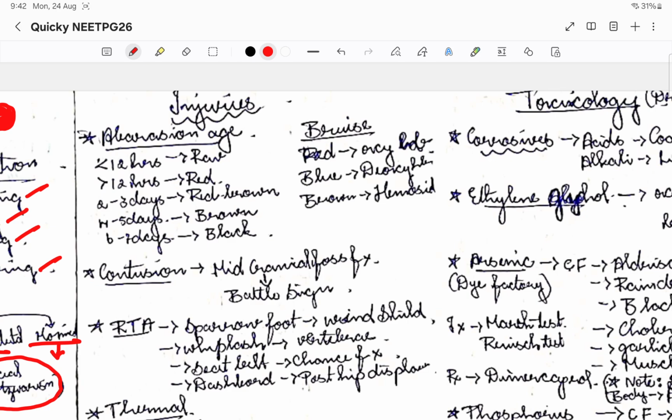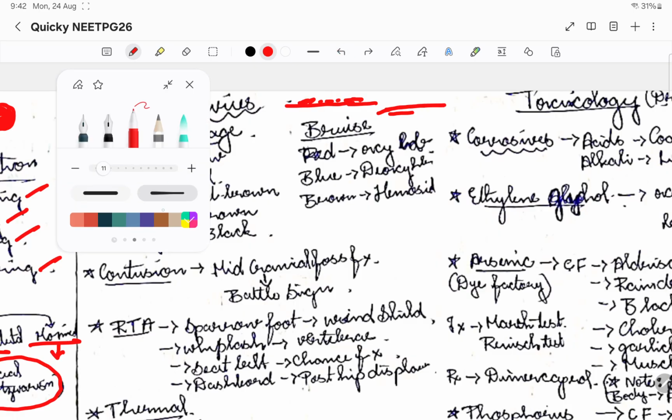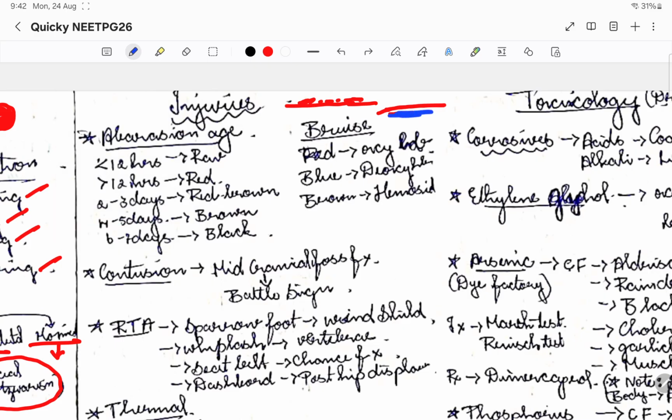So abrasion is just scraping off the epidermis, okay. There will be scraping off the epidermis. We all would have fallen from our cycle and all, so we all would have gotten abrasions, that is called abrasion, okay. Whereas bruising is just below the epidermis, we'll be seeing the bluish discoloration, okay. So this is because of small vessel ruptures, okay. So this is called bruise.